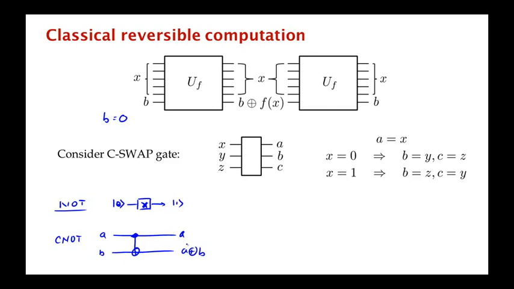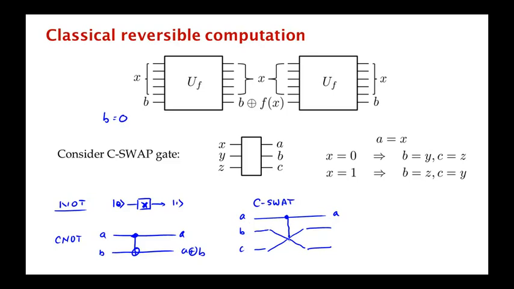So now consider a control swap gate. Here's how we might draw it. It has 3 wires. The first is a control, and then you have the other 2, where what this control wire does is, if the control wire is 1, then you swap the other 2. So you have A, and then B, C, and B and C get swapped if and only if A is equal to 1.